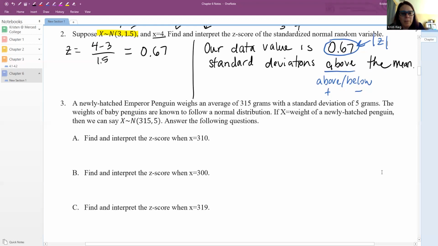So in this problem, I see with that notation, I'm given the mean and the standard deviation. So the mean is, for all of these problems, 315, and the standard deviation is 5.